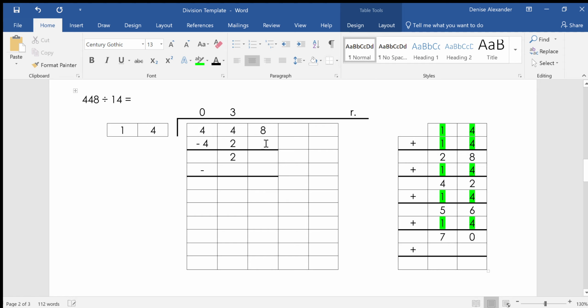Oh, don't forget your placeholder. Then I'm going to bring down my 8. Does 14 go into 28? Oh, look, I have the 28 there. So I can quick put it in and subtract. But now I need to go back and see how many 14s are above it. 1, 2. So this is how division standard algorithm with repeated addition as my modifier works.